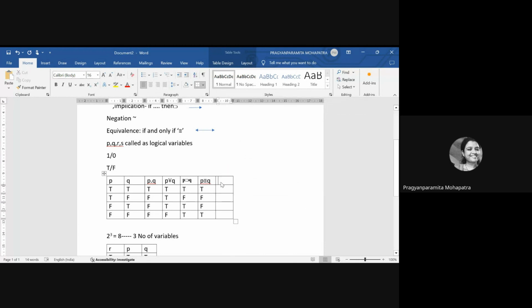Now, what will be the negation of P? Negation P will be just the opposite of the truth value of P. So if P is true, not P will be false. If P is false, negation P is true.